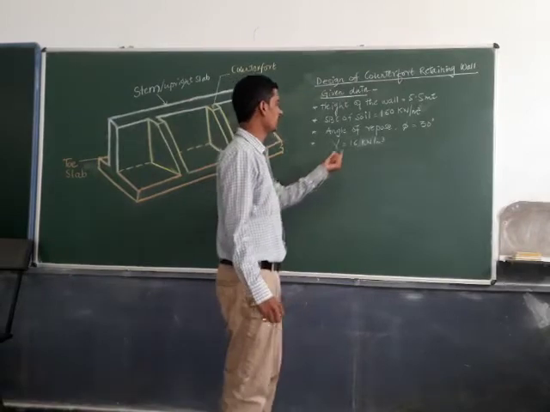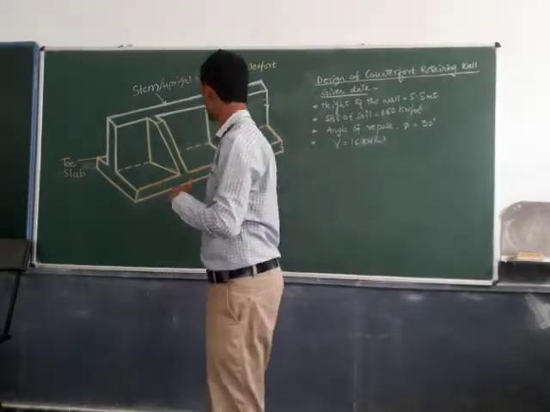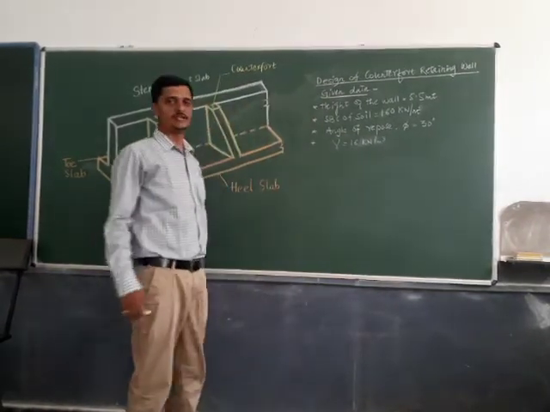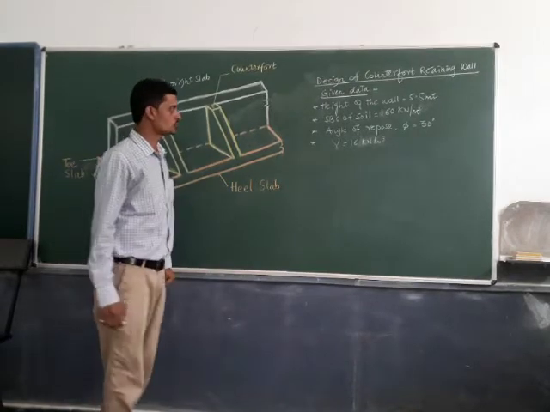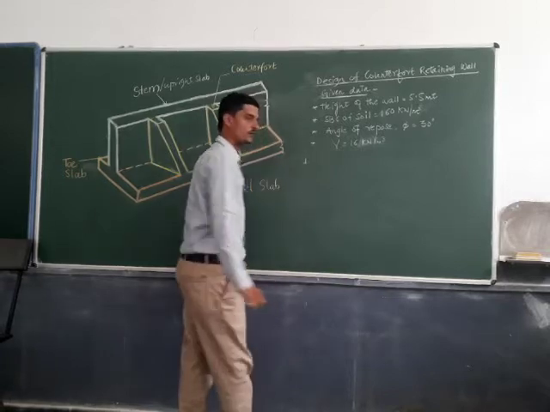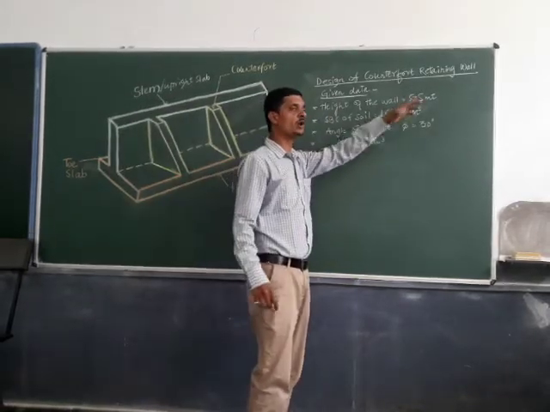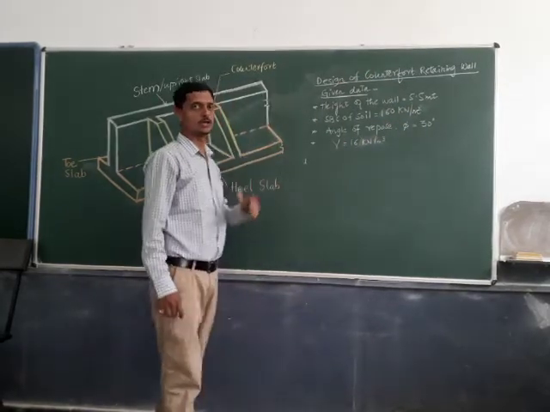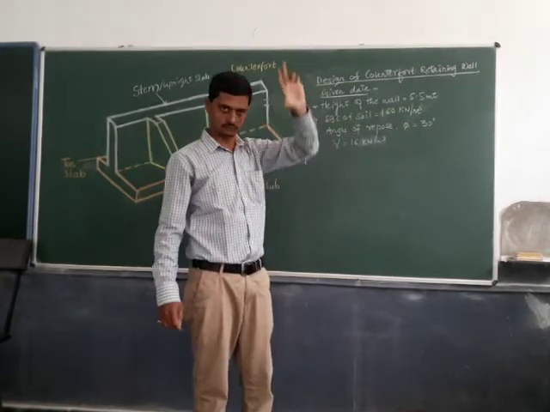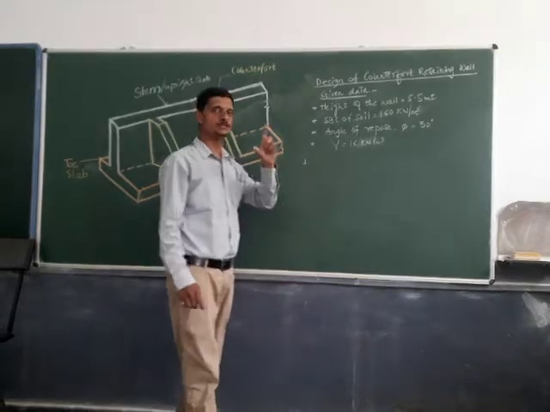And that soil has a density of 16 kN per meter cube. Okay, understood. So this is regarding the given data, and with respect to this given data, we have to find the retaining wall above the ground level. So the total height of the retaining wall will constitute the height of the wall above the ground level, then below the ground level, that is the depth of foundation.